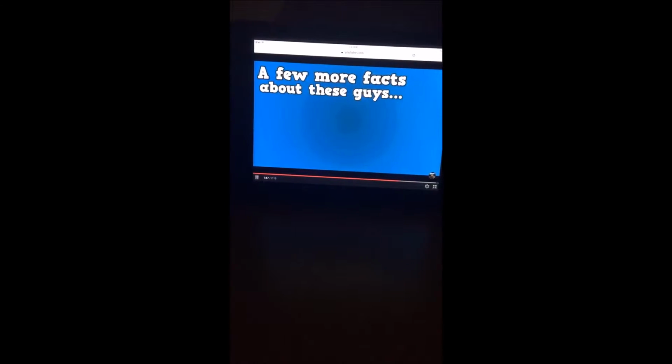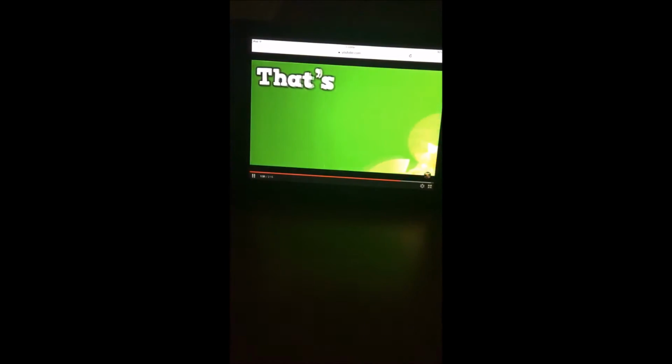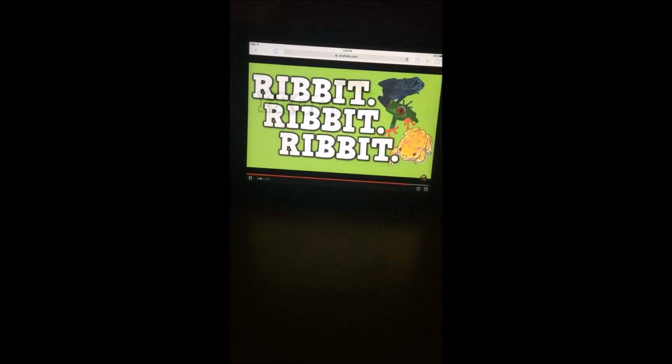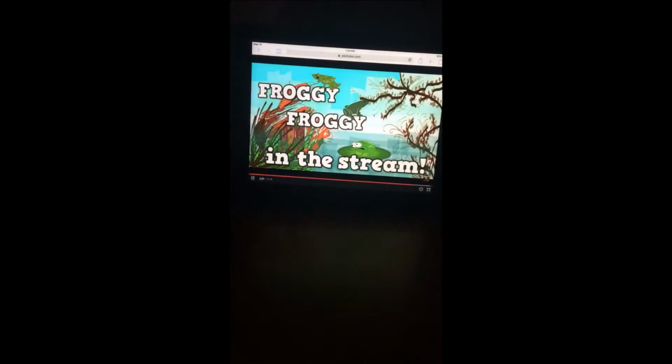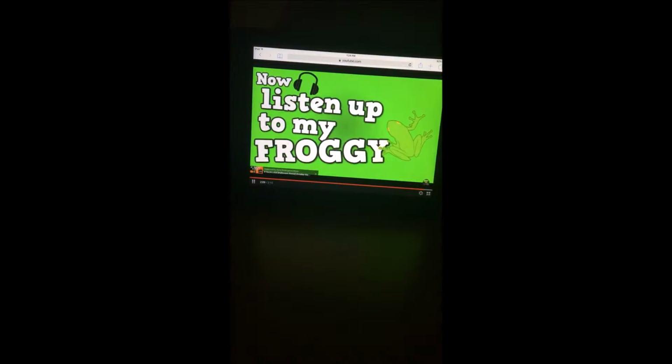A few more facts about these guys. Some use the color as a disguise. That's camouflage. The sound they make you really can't miss. Froggy, froggy in the stream, froggy, froggy in the tree. The life cycle just goes on and on. Now listen up to my froggy song.